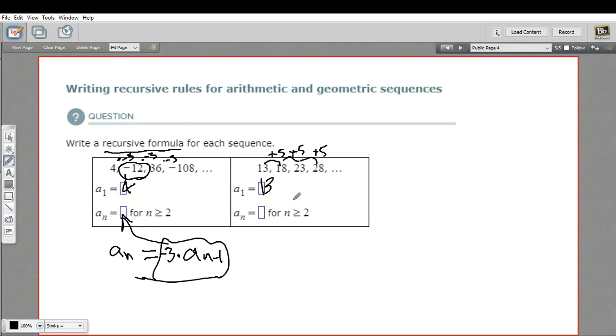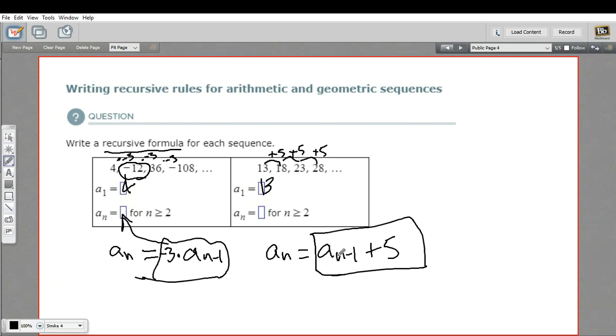All right, let's try this next one. Here, we're just adding 5. So our a sub n, any element, is going to be the previous element, that's a sub n minus 1, plus 5. And that's all there is to it. This rule says take the element before and add 5 to it. So that goes in there. So that's how to write a recursive rule for arithmetic and geometric sequences.